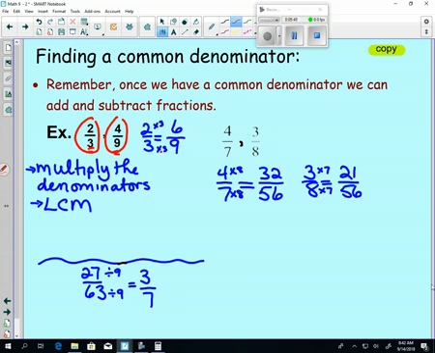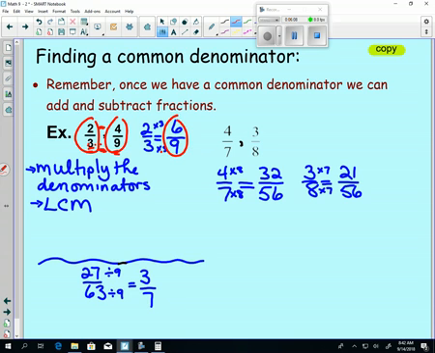Whatever we do to the bottom part here, we have to do the same to the top. So if we went 3 times 3 to 9, we have to do the same for the top. 2 times 3 is 6. So now we have a common denominator, 6 over 9.